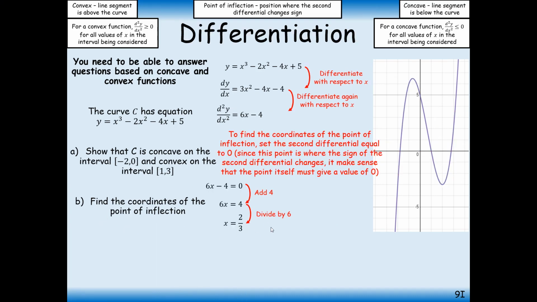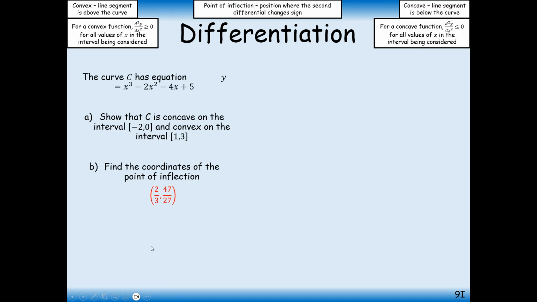The question is asking for the coordinates of the point, so I'm not quite finished because we did find the x value. The x value is 2/3, but we didn't quite find the y value. We need to substitute this value of 2/3 back into the original function. Where is the original function? Here, on top of the page. We need to figure out what the y value is. So we substitute it back there, and we get 47 over 27. So this is the final answer that we were looking for.